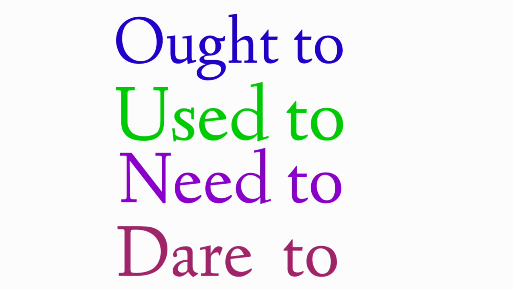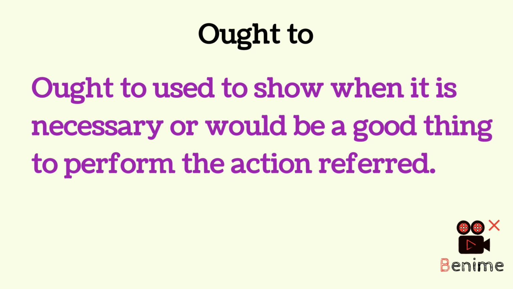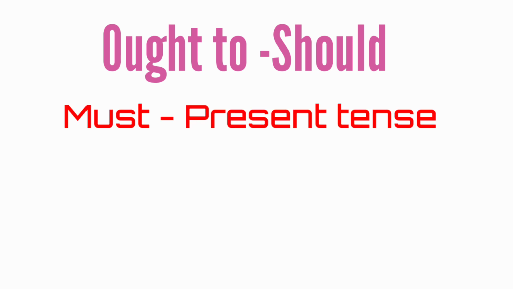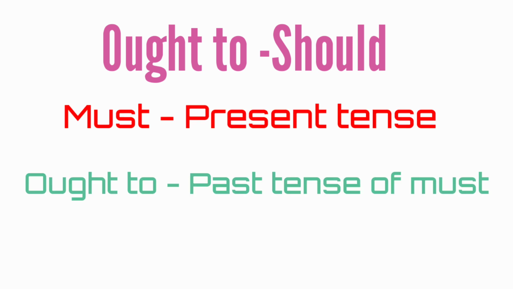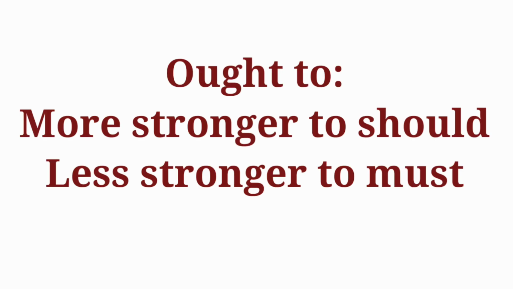Now we are going to discuss the four common quasi-modal verbs. They are ought to, used to, need to, dare to. Now let us take the first one, ought to. Ought to is used to show when it is necessary or would be a good thing to perform the action referred to. The meaning of ought to is should. The present form of ought to is must. Past tense is ought to. Must means mandatory or compulsory. Ought to means should. Ought to is stronger than should, less strong than must.